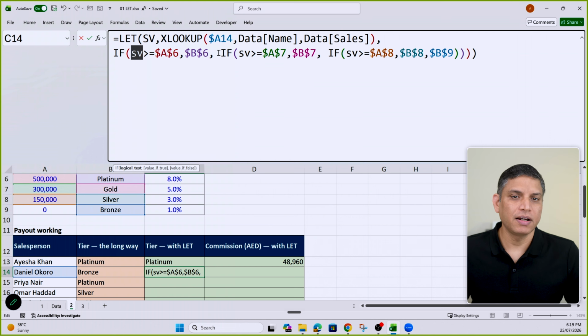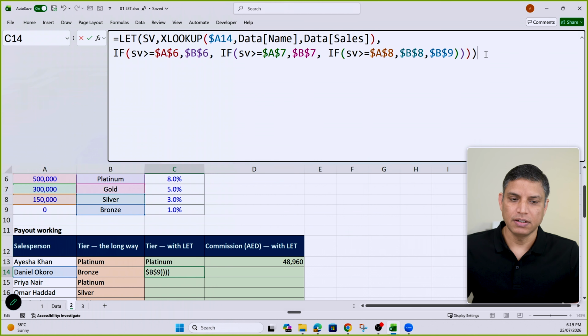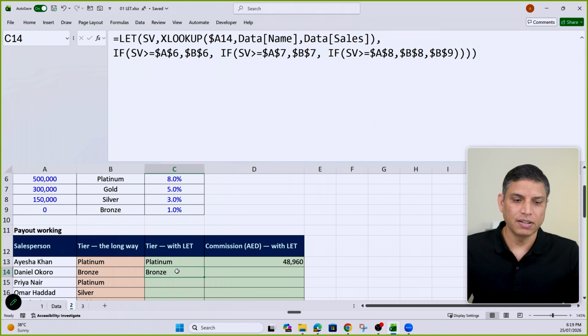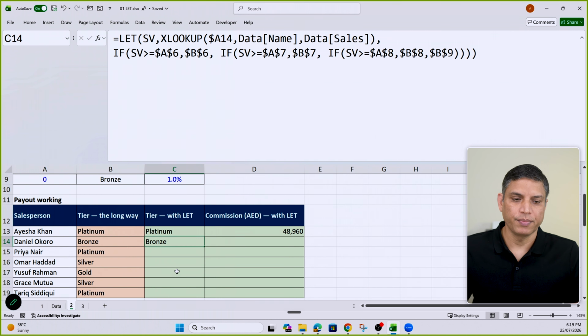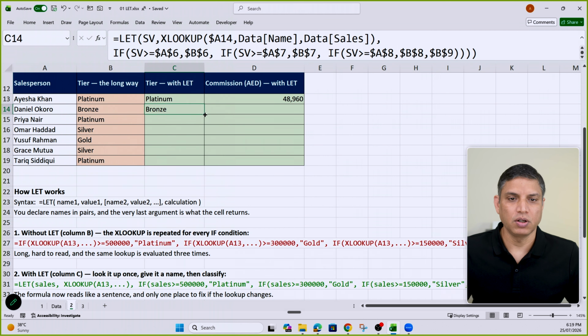This part was earlier XLOOKUP. I have replaced it with SV, sales value, and the definition of sales value is given to us over here. And let's see if we are able to get the same results or not. So that's the result which we are getting. Let me keep it in 2 lines.